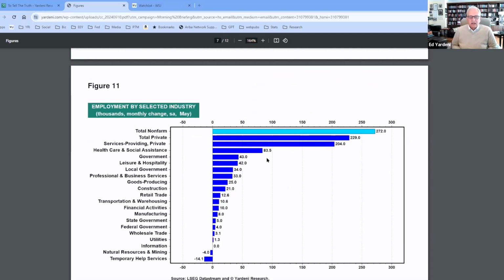That all looks kind of consistent with our view of the economy that baby boomers are retiring, and guess what? They're spending a lot more on services. They're spending more on healthcare and social assistance. So that was a big contributor to the monthly increase in payrolls.